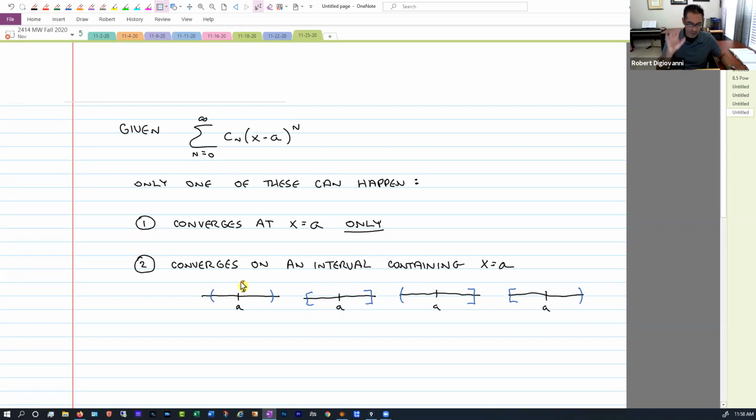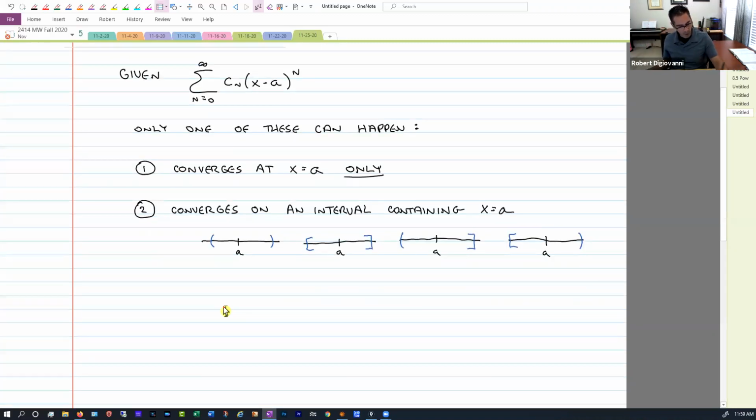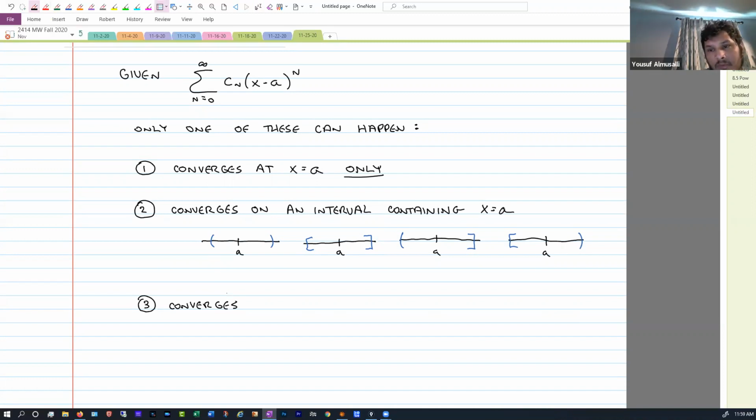So recap, for any power series, it's either going to converge only at a single point, A, or it's going to be A with some stuff on each side, an interval, with endpoints included or not included, just depends on the problem. Or the last thing is that it converges... Anyone have a guess? Single point, or an interval, or all real numbers. Everything, right?